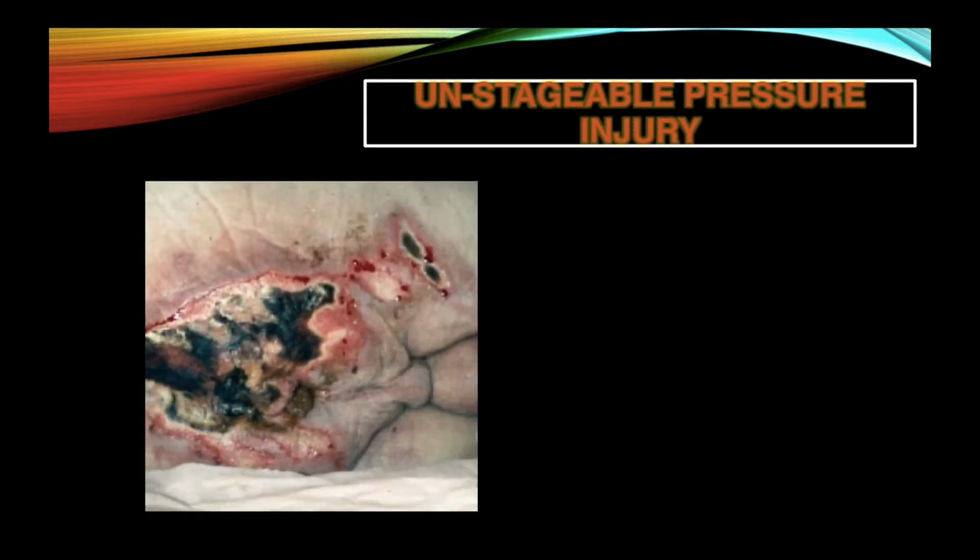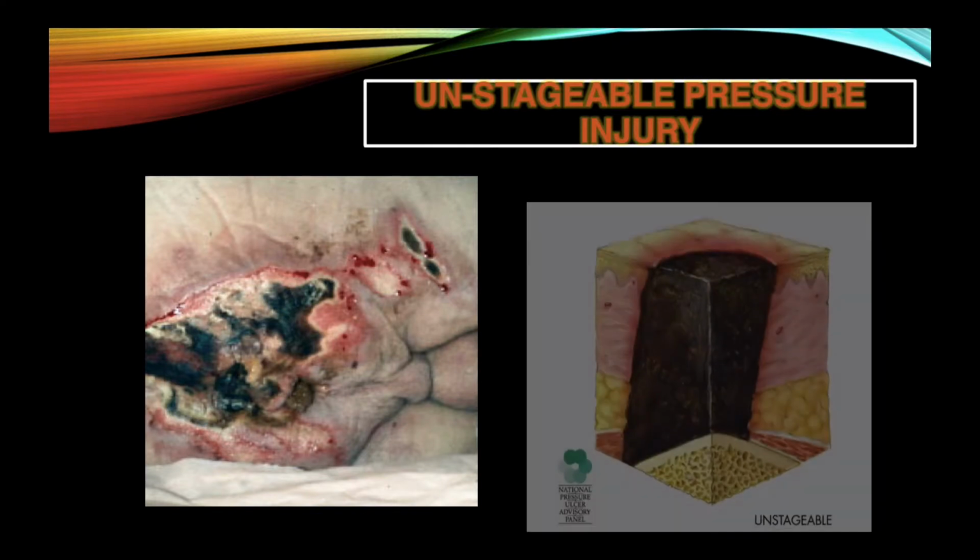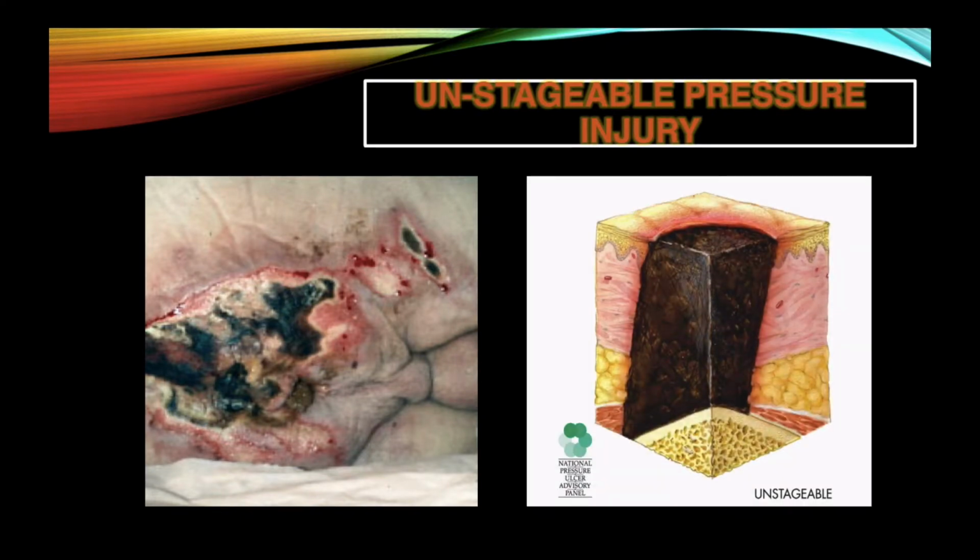Unstageable pressure injury. Full thickness tissue loss, in which the base of the ulcer is covered by slough, yellow, tan, gray, green, or brown, and/or eschar. The tan, brown, or black in the wound bed. Base of the wound cannot be visualized.